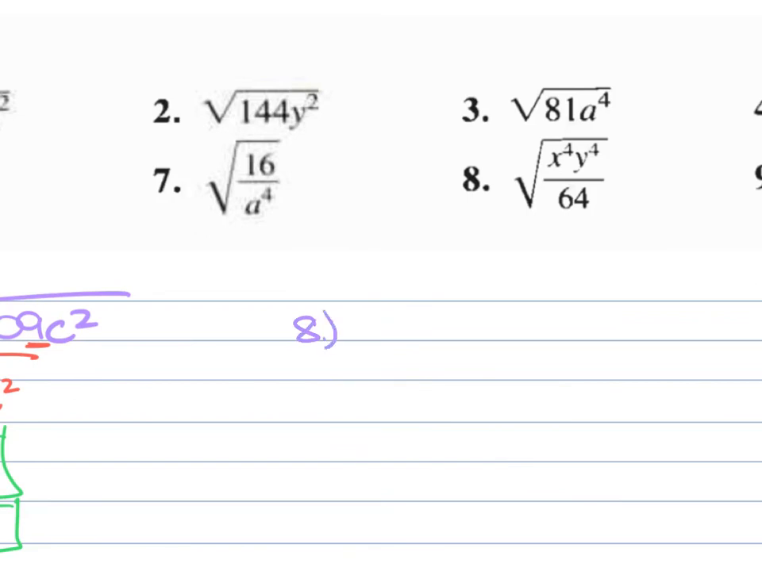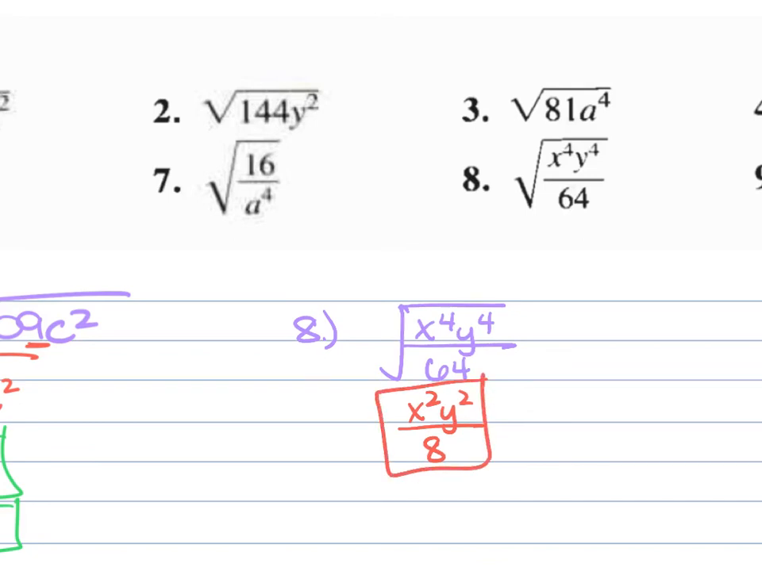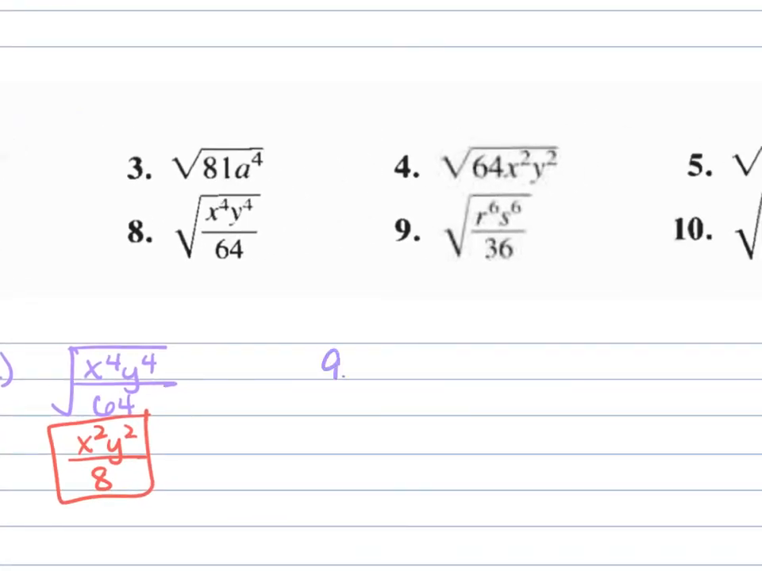If we look at 8, we have the square root of x to the 4th, y to the 4th, all over 64. So we divide the 4 by 2, then we end up getting 2. So that's x squared, y squared over 8. For 9, we have the square root of r to the 6th, s to the 6th over 36. The square root of that 36 is 6, but r to the 6th, s to the 6th are invisible. Index there is 2, so we're going to divide both of these by 2, and we get r to the 3rd, s to the 3rd over 6.